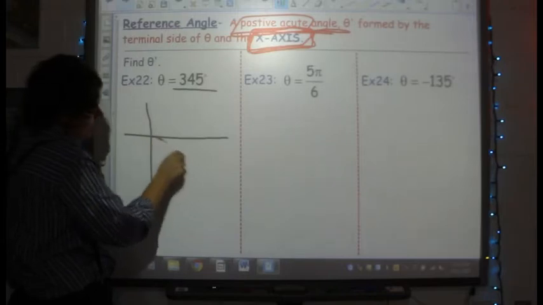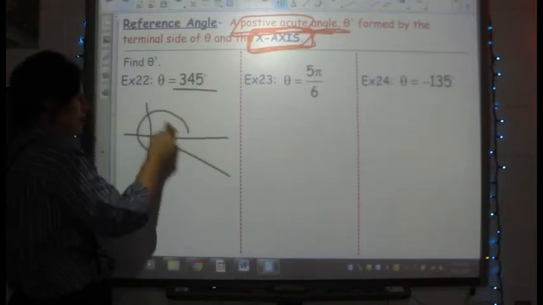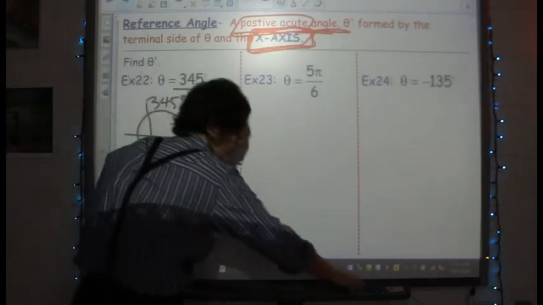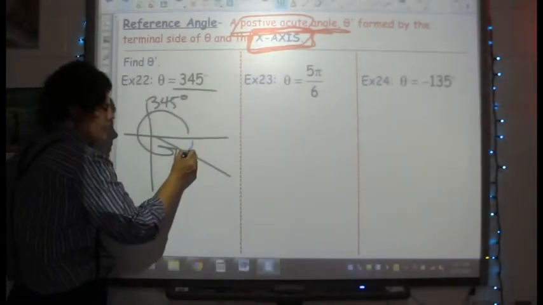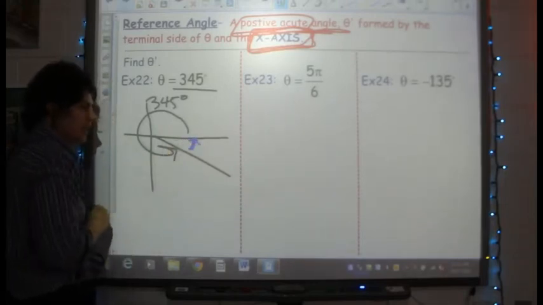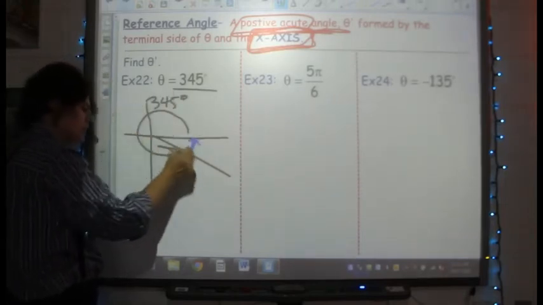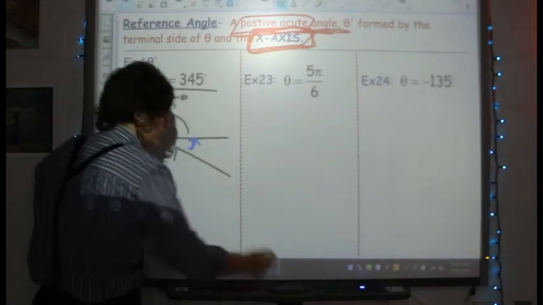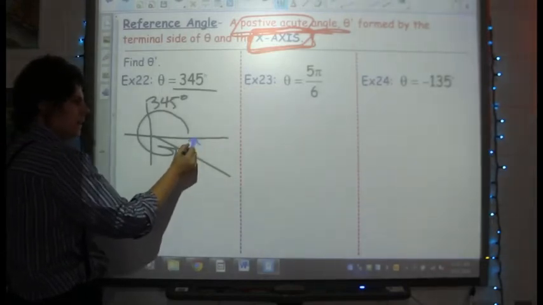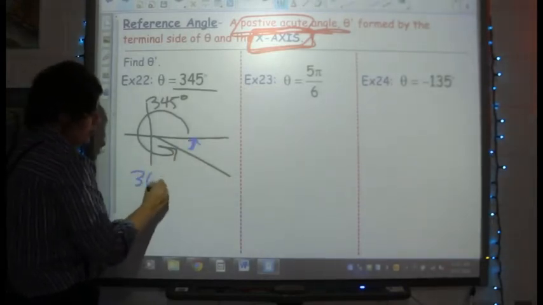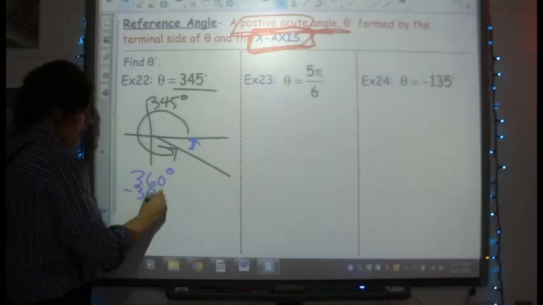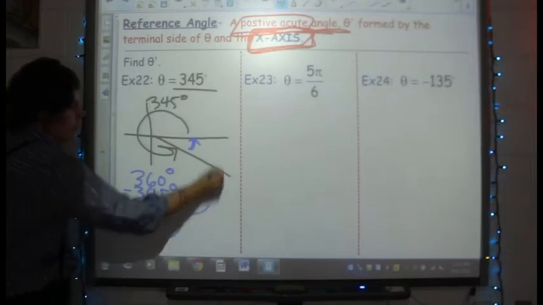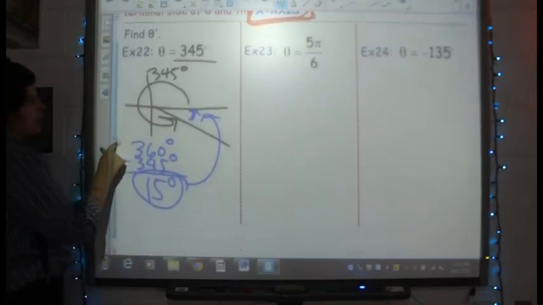So I come over here to the 4th quadrant, and I draw my angle. It's just an approximation. I know that this bit is 345 degrees. If I want to find my reference angle, what that's asking me is for the distance from the terminal side to the x-axis. Well, how many degrees are in a circle altogether? That's right, 360. So what do you think we're going to do to get this angle here? Very good. We're going to say 360 degrees minus 345 degrees, and that gives me 15 degrees. That is my reference angle. That is my 15 degrees right there. And I'll scroll down a little bit so you can see better.